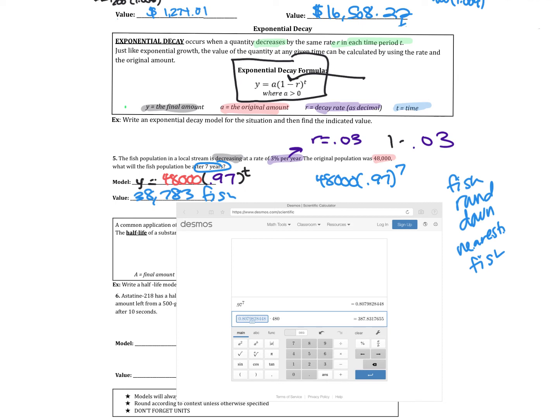So unlike when we were talking about money and we needed 2 decimal places, if we are talking about fish or people or some other sort of animal, we're going to round down to the nearest whole animal, item, person, whatever it may be. All right, one last type of model, which applies a lot in the sciences, is called half-life. So let's go ahead and look at the formula for half-life and learn how to model that.